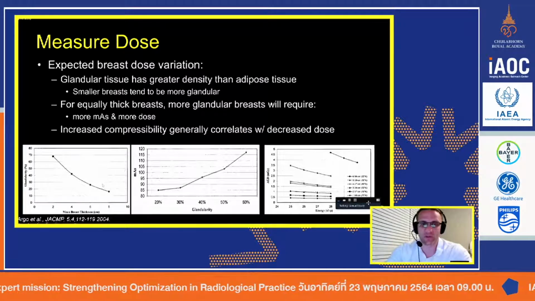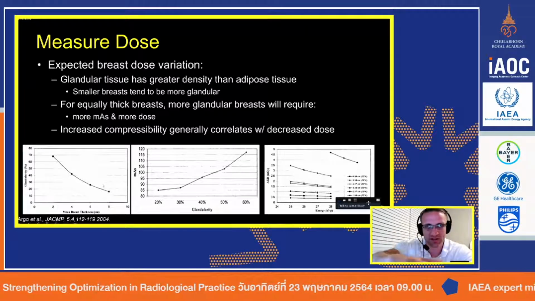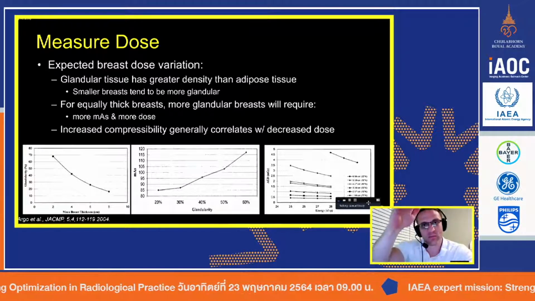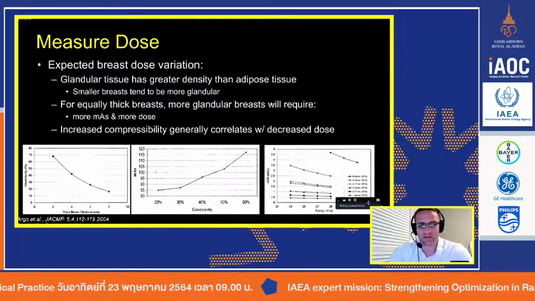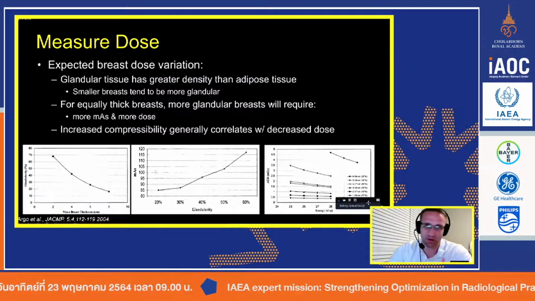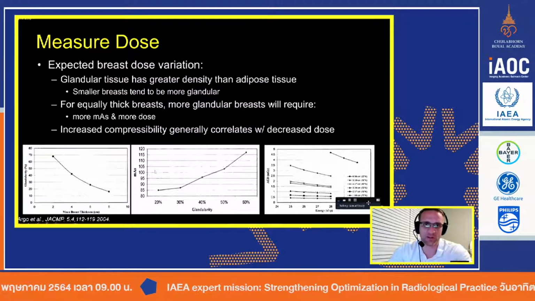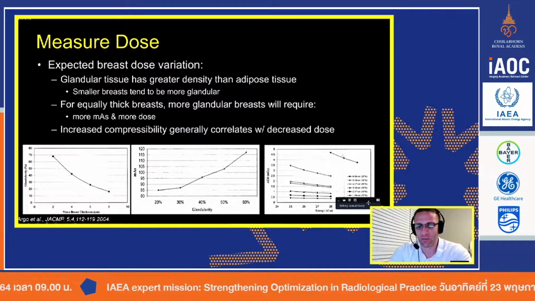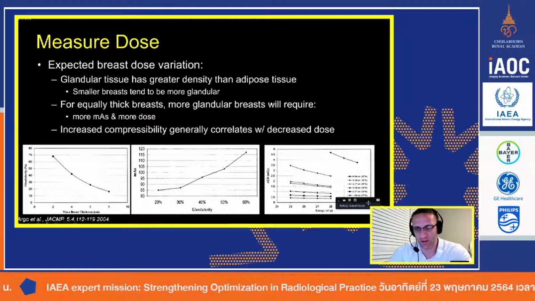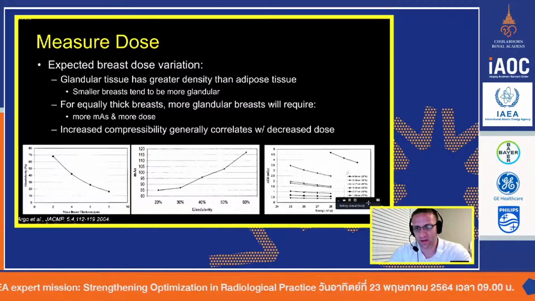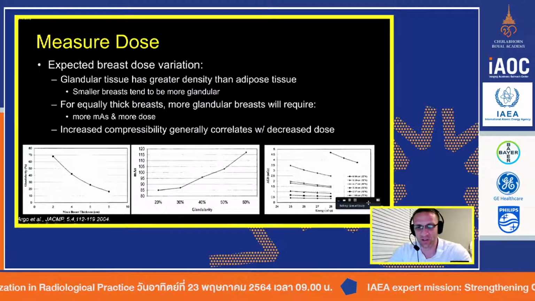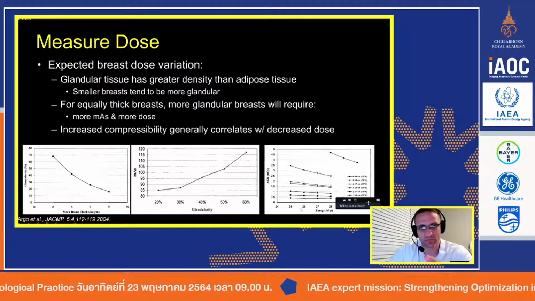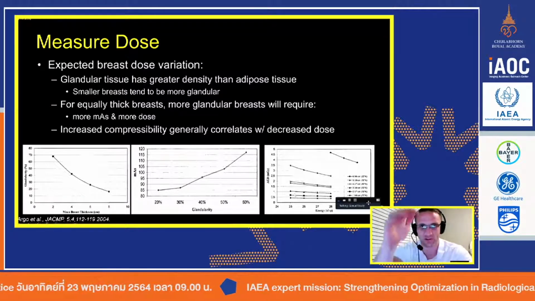And then we know, of course, the more we compress the breast, the thinner it gets, the less radiation we need to use to penetrate it, fewer photons. And that's unfortunately why we put all these women through the horrible experience of compressing their breast. But you see here on these plots that the thinner they go, the lower the dose is. And the thinner they go, the less kV we need to use, which is a good thing for image quality, because as kV goes down, contrast goes up.